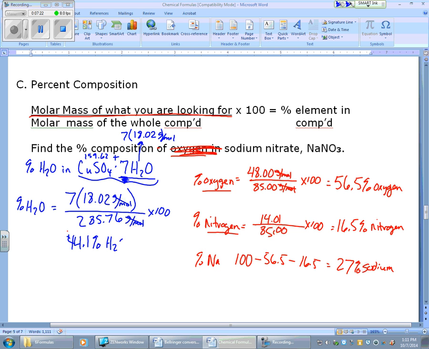44.1% water. Now that can be significant if I'm purchasing things, and chemicals are usually purchased by weight. I'm paying for 44% water, which is almost half. So that's an important thing to keep in mind. So we can use it to find the percent water in a hydrate. We can use it to find the percent sulfate in a calcium sulfate. So it can be used lots of different ways, but the general formula is always the same. Part over whole times 100.